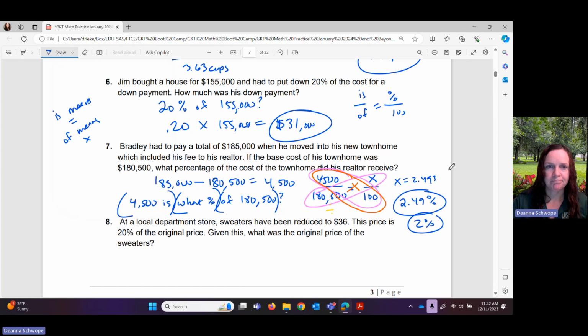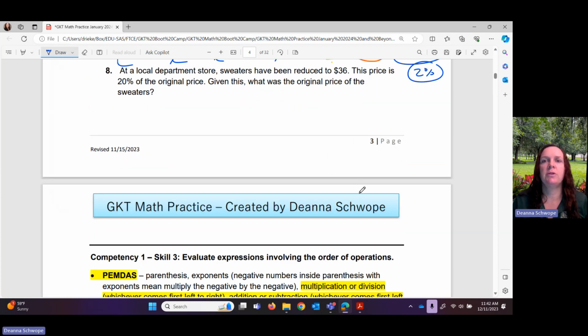All right, next question. At a local department store, sweaters have been reduced to $36. The price is 20% off the original price. Given this, what was the original price? So we're going to say original price equals P. You have to kind of think of it logically. If you're talking about what it's reduced to, that means something was subtracted from it. In this case, they're telling us it's 20% off. So basically, we're saying there's the original price minus 20% of the original price, and that equaled $36.